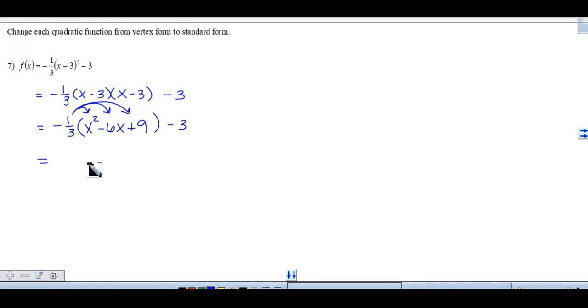I will distribute my negative 1/3 to each term inside the parentheses. Be very careful with your sign, and if you need to use your calculator to multiply your fractions, that's okay too. I get negative 1/3 x squared plus 2x minus 3. And now I can bring down that negative 3 constant also. Combine your constants. Negative 1/3 x squared plus 2x minus 6.